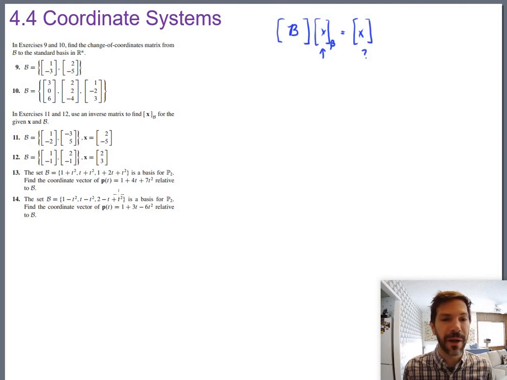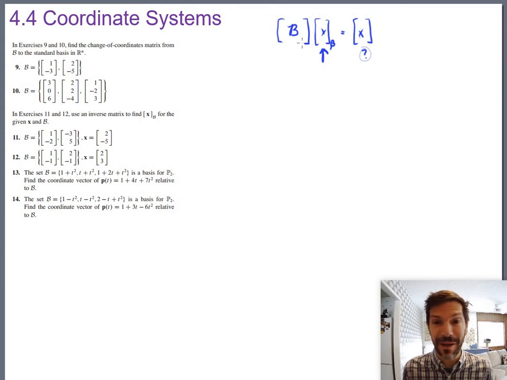Starting with number 9 through 14, there's nothing really new computationally, but there's some new language here. So let's talk about some of this language. In 9 and 10, they say find the change of coordinates matrix. That's a new term, from B to standard basis. But let me just point out that's exactly what we've been doing in all of 1 through 8: taking coordinates in B and turning them into standard basis coordinates.